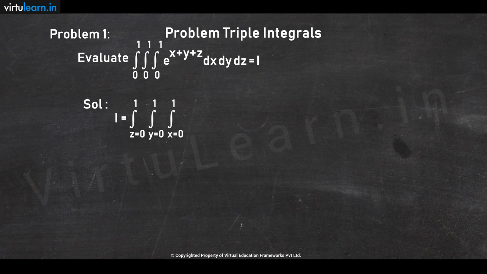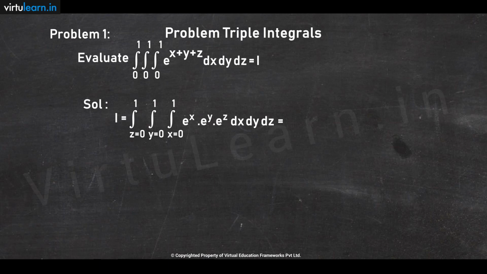E power x plus y plus z is now written as e power x into e power y into e power z dx dy dz. Now initially we integrate with respect to x. When we integrate with respect to x, y and z are treated as constant. So we have to consider integral of e power x only. Integral of e power x is e power x.